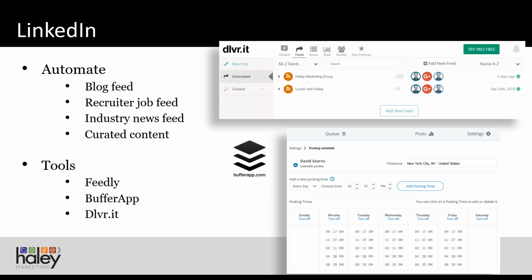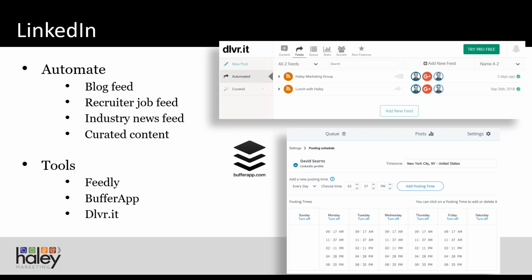Lastly, with LinkedIn, we want to look at automating and some tools. LinkedIn is going to be a mix of manual and automated sharing. You can automate sharing a blog feed to your company page, to the status updates of individual recruiters or salespeople in your organization. You might take just the jobs, a feed of jobs for a specific recruiter, and that recruiter might share them to their LinkedIn account, or a news feed.